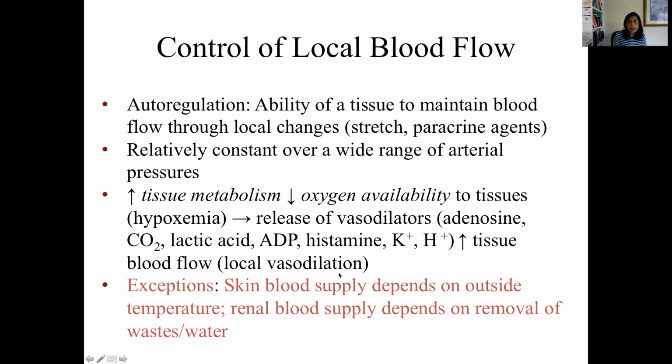Local vasodilation. Although this is possible in most of the tissues, there are some exceptions to this rule. Skin, for example, has its blood supply controlled by the temperature changes, whereas in the kidney, it depends on the amount of wastes or water to be removed, not necessarily coordinated by the local regulation.